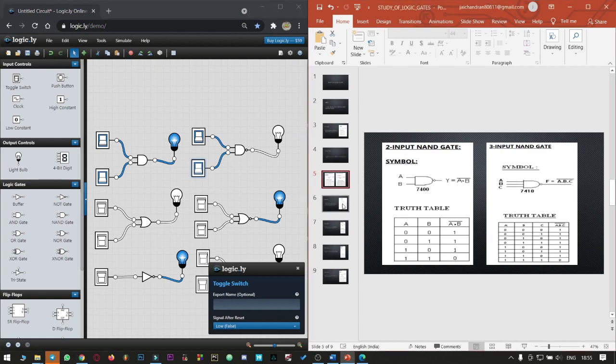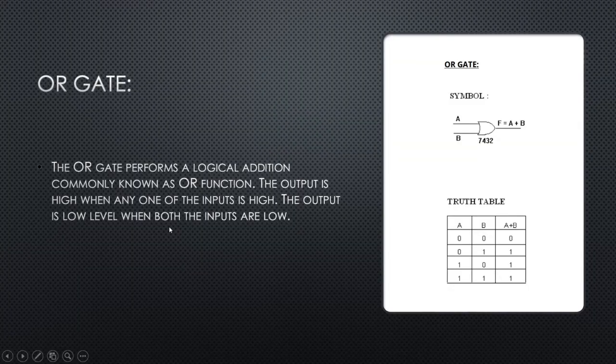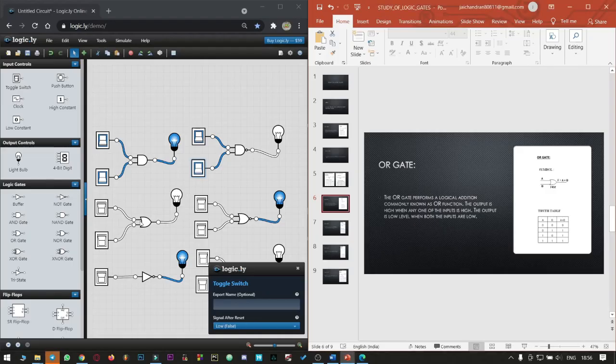So next, let's move on to the OR gate. So the OR gate performs the logical addition function, which is also called the OR function. Right from the truth table, we could see that the output is 0, or low, only when both the inputs are low. When either of the inputs is high, the output is always going to be high. So let's take a look at the simulation.